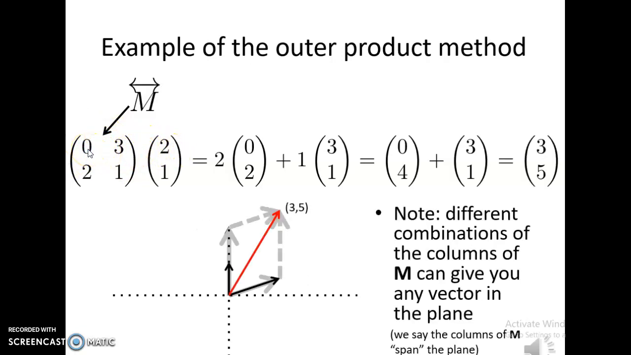Zero, 3, 2, 1: a 2 by 2 matrix, and a column vector with 2 rows and a single column. This is our outer product. The first entry is 0, so everything is 0 and we can leave it.